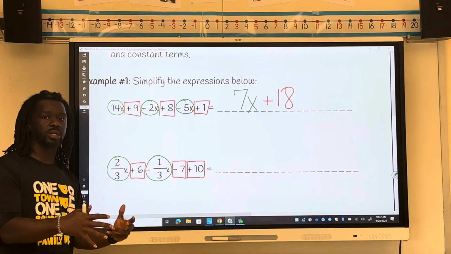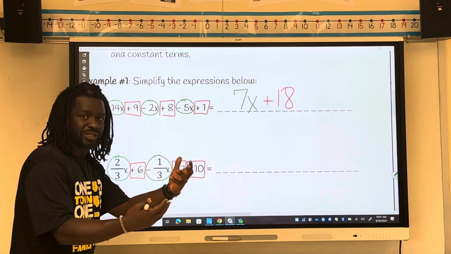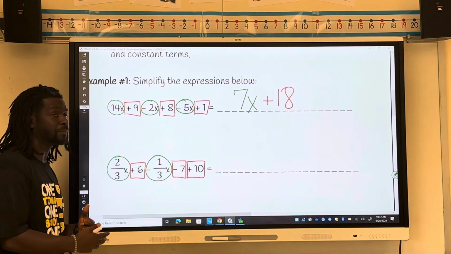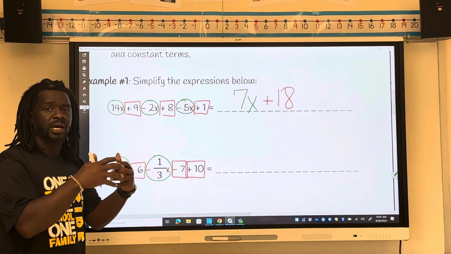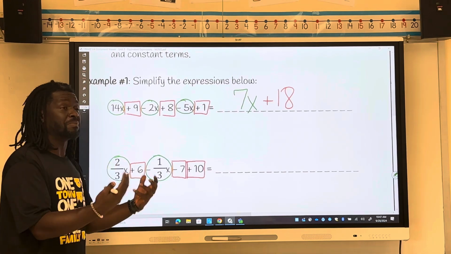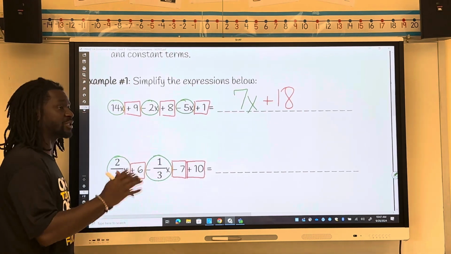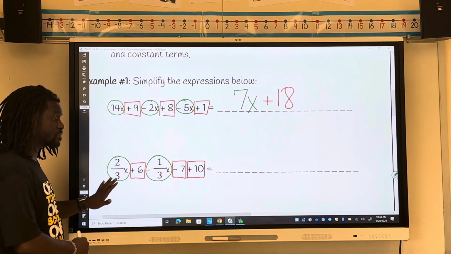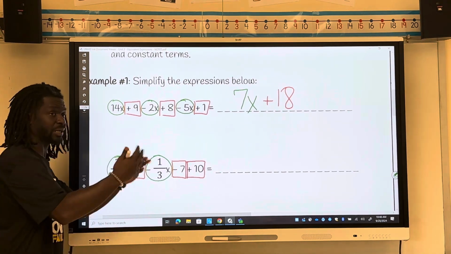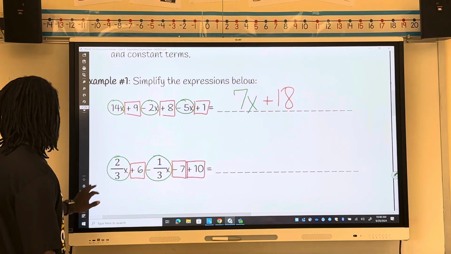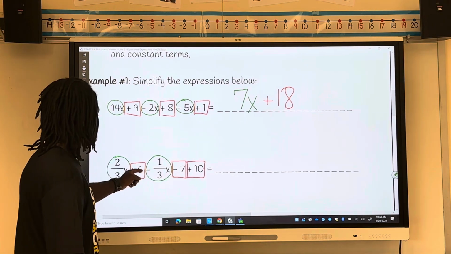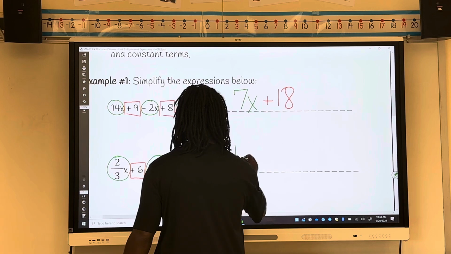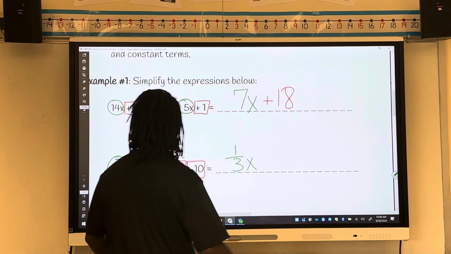If you don't know what to do with the fractions you're dealing with, this was a pretty simple one, but you might encounter some fractions that you don't remember how to add or subtract. That's okay. Just use your calculator. You can put 2/3 minus 1/3 straight into it, and it will give you the correct answer. So 2/3 minus 1/3 is going to give me 1/3 x, okay?